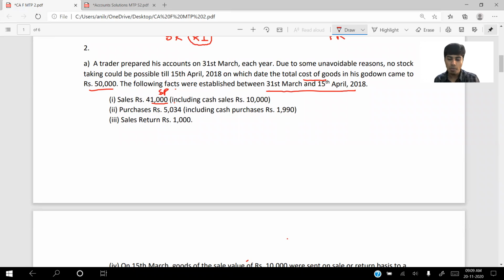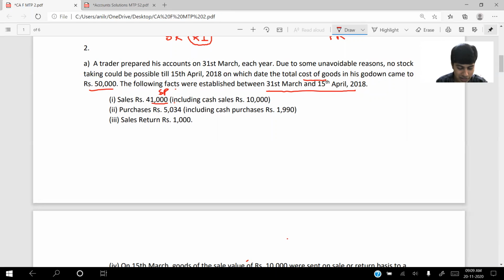It's like this. Morning, I had something in my pocket. I don't know how much. At the end of the day, I have 50,000. During the day, I purchased 5,034. So morning, how much did I have? 50,000 minus 5,034. So technically speaking, purchases should be subtracted.